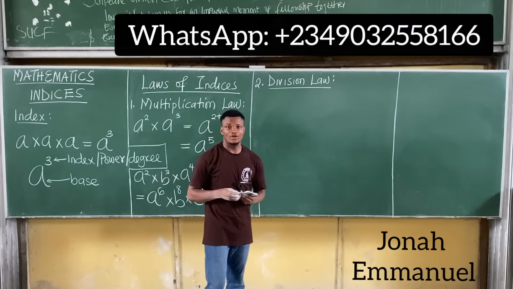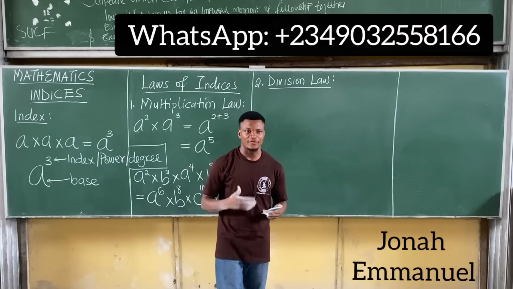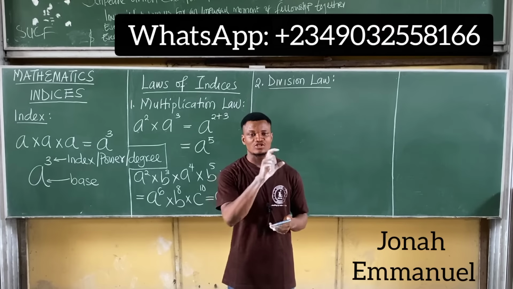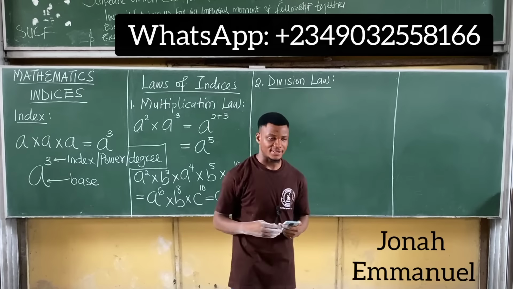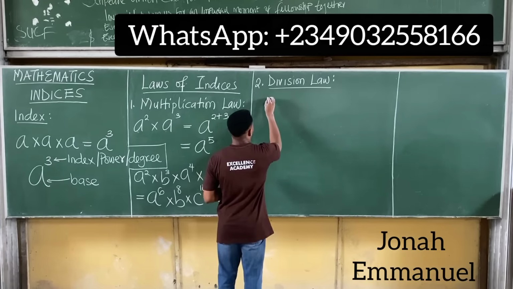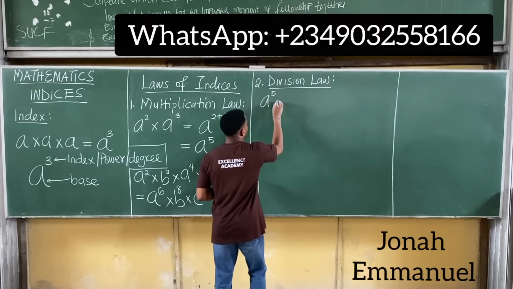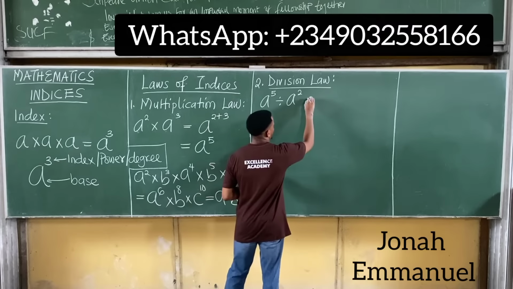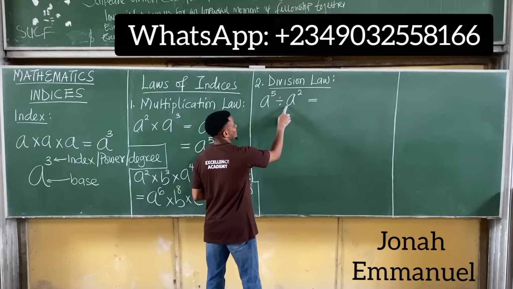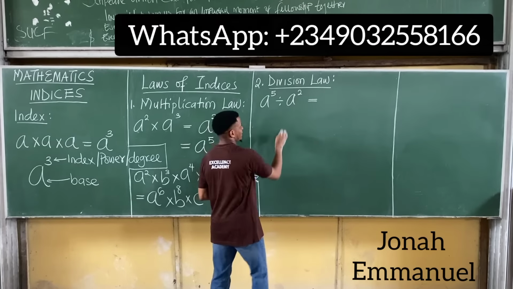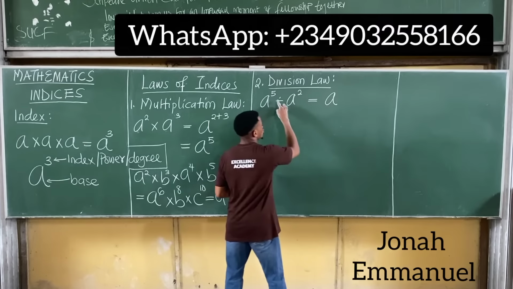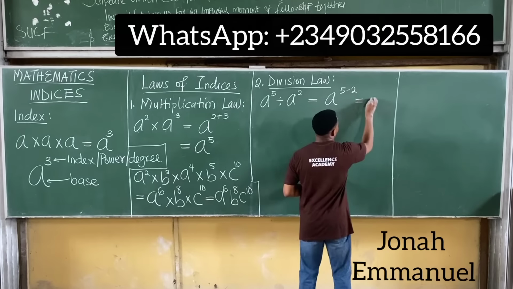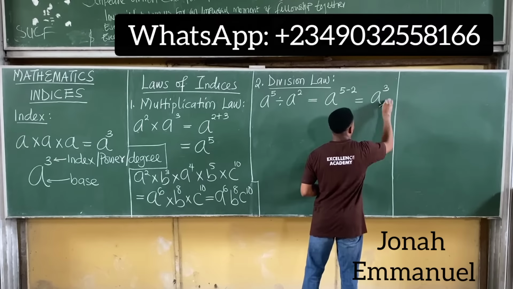All right, the division law of indices says that if I have two terms of the same base dividing themselves, my final answer will be to simply subtract their indices. For instance, if I have a to power 5 dividing a to power 2, from the division law, these terms are of the same base, that's A and A. So I'll have A to the power of 5 minus 2, and that's equal to A to power 3.